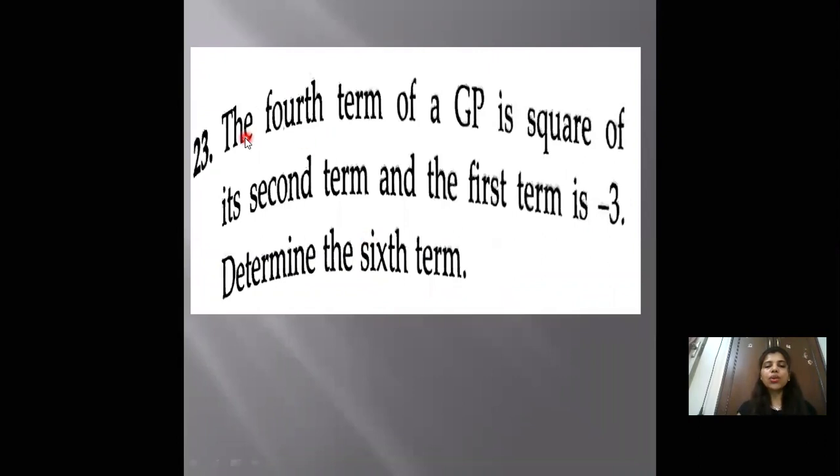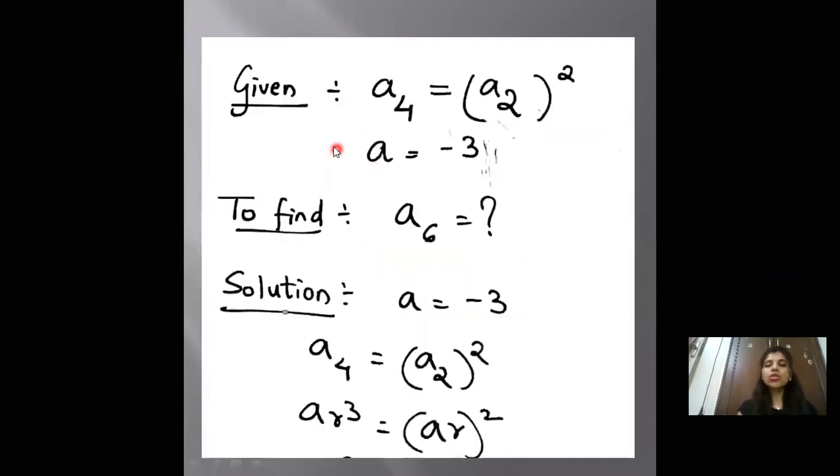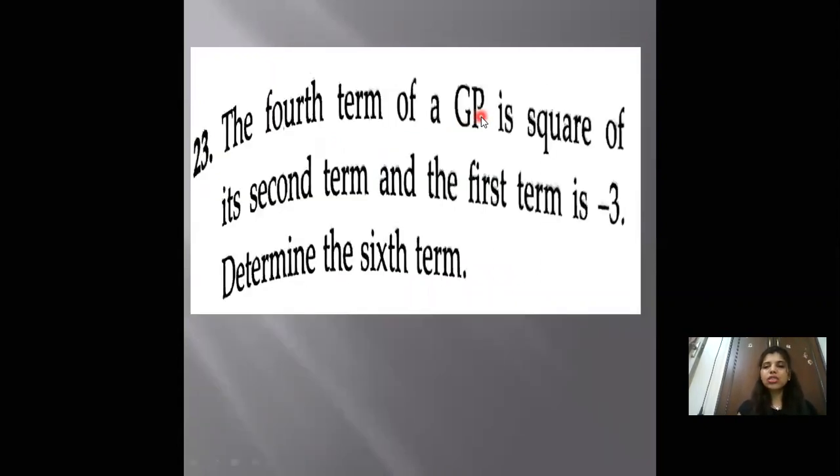Okay, now the next question is: the fourth term of a GP is the square of the second term and the first term is -3. Determine the sixth term. So now the first term value is given to you and the relation between the fourth term and the second term is given to you. So let's see how to go about it.